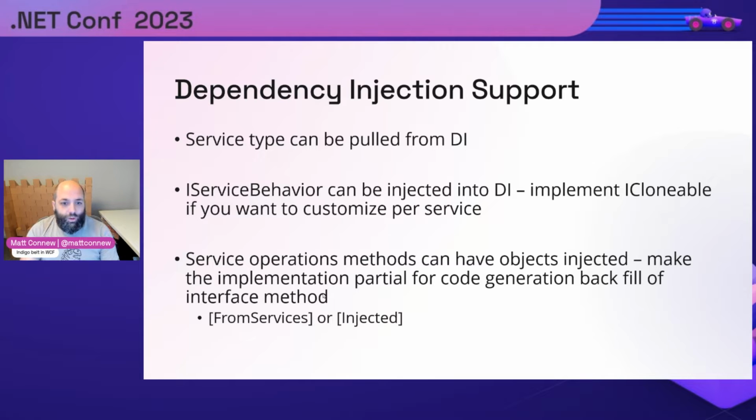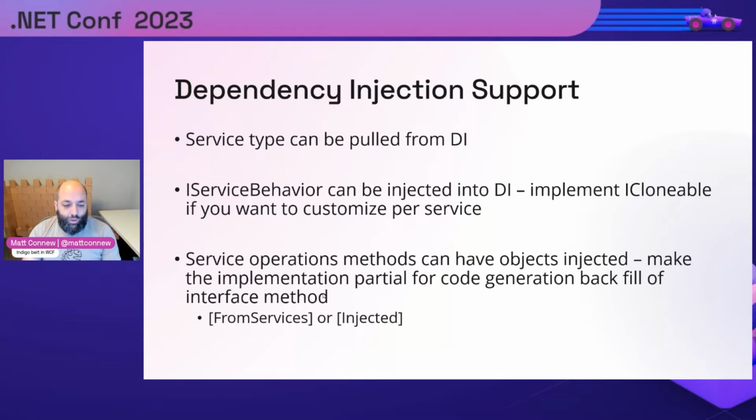Your IServiceBehavior can also be injected into DI. I'll show you a trick you can do with IClonable if you've got a slightly more complicated scenario, if you need to customize the behavior based on each individual service. And we've also got support for service operation methods to have injection enabled as well. To do that, you'll need to make the implementation partial because we have a code generator to backfill the interface. So you still have a method matching what your contract is expecting.